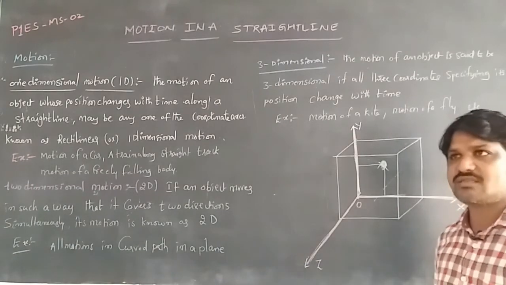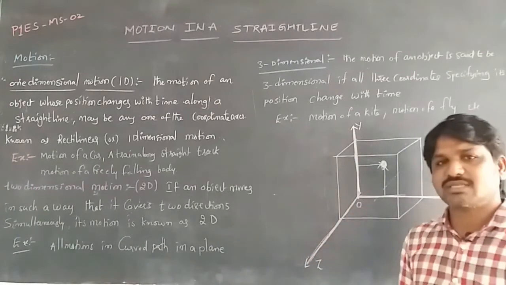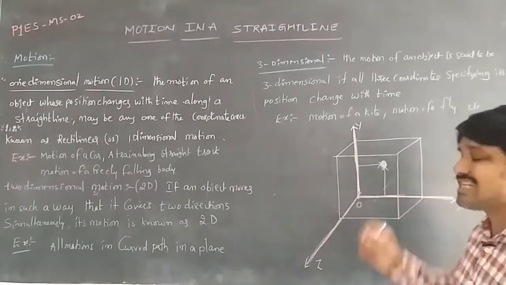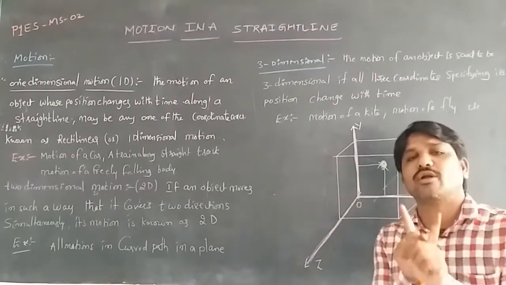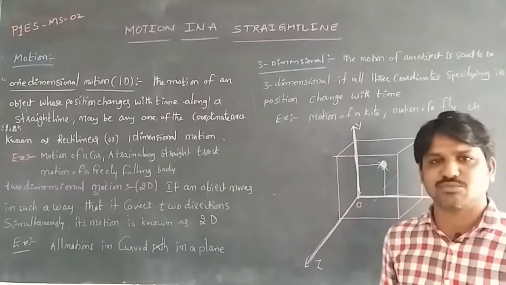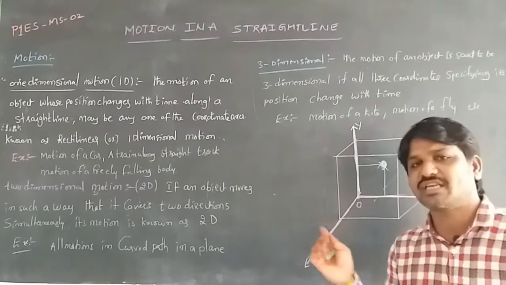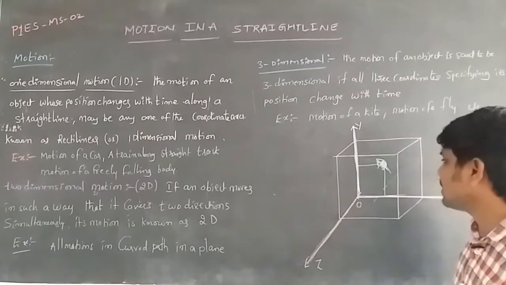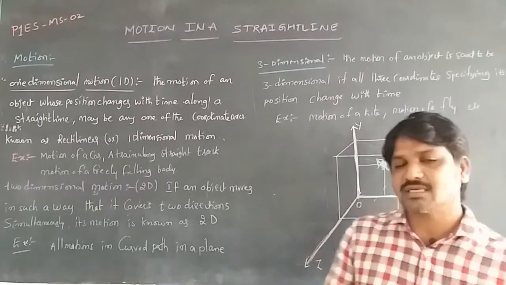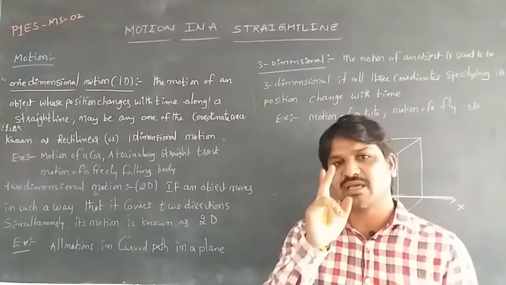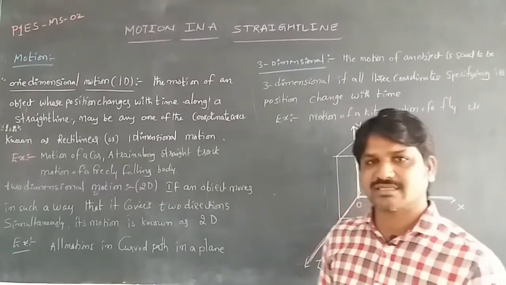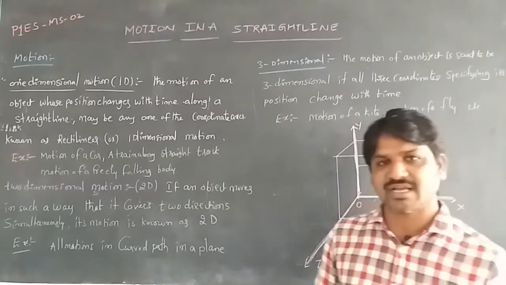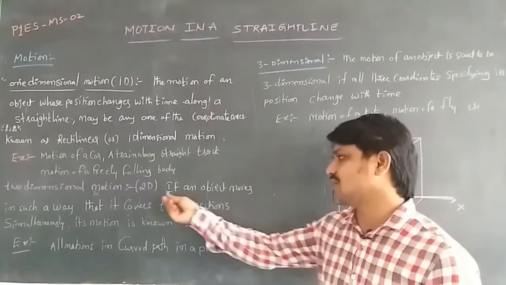Like that, take a lizard on the wall. Its position can be specified by using two coordinate axes, and that is called a two-dimensional motion. If any body is in motion between two axes, so that its position can be specified by two coordinate axes, it is called two-dimensional motion. All curved paths moving in a plane can be considered two-dimensional motion.